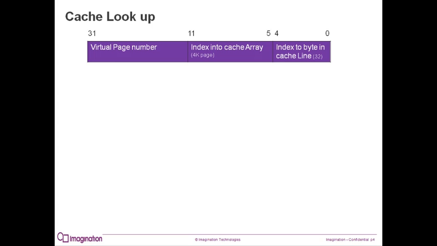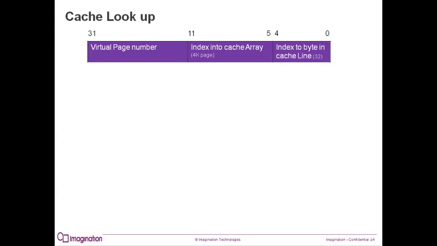This example will give you background information on how the cache works. It will show how data is retrieved from the cache. The example assumes a 4K page size and a cache with 4 ways for a total cache size of 16K. Each virtual program address can be broken down into 3 parts: the virtual page number, the index into the cache array, and the byte index into the cache line.